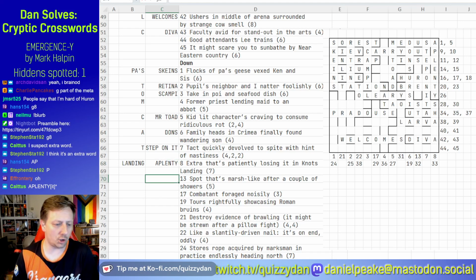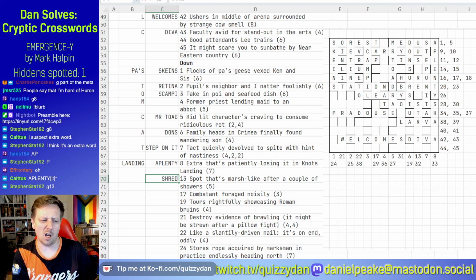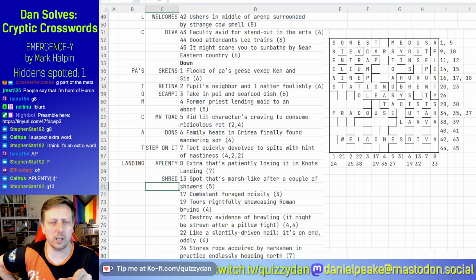Spot that's marsh-like after a couple of showers. Spot that's marsh-like after a couple of showers. Or showers. Mars-like, maybe? Yeah. Because if you're Mars-like, you're red. And a couple of showers would be SH, so red after that would be shred. But how is that spot?